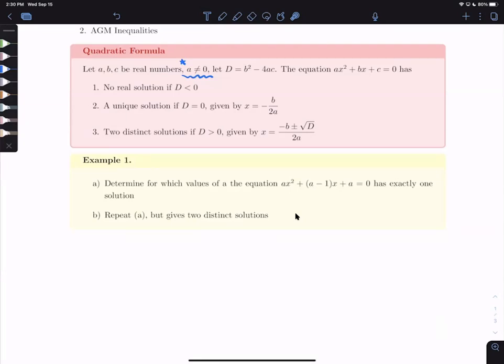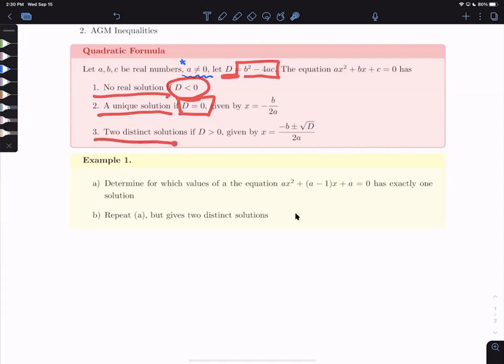Say we have a quadratic equation. It has no real solution if D is less than 0. D is called the discriminant and equals b squared minus 4ac. It has one unique solution if D equals 0, and two distinct solutions if D is greater than 0.